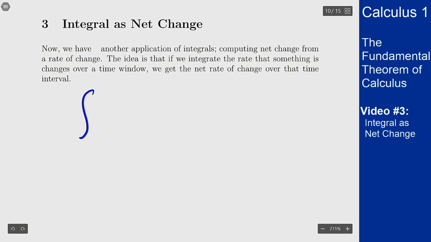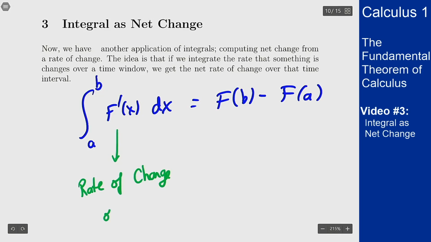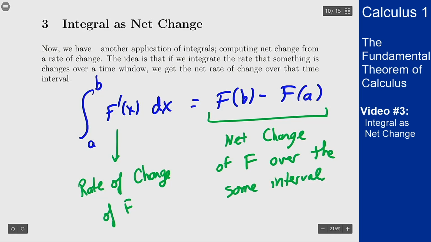If I integrate from a to b f prime of x dx, I get f of b minus f of a. We've talked about before how derivatives represent the rate of change of some quantity. That is how fast it's changing at a certain point in time. And the expression here says if I integrate my rate of change between two endpoints, I get the net change or total change of that function over the same interval.